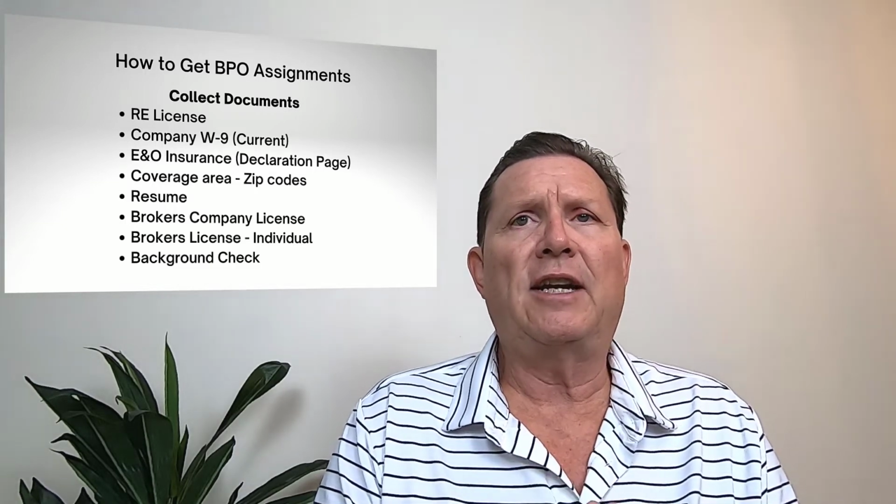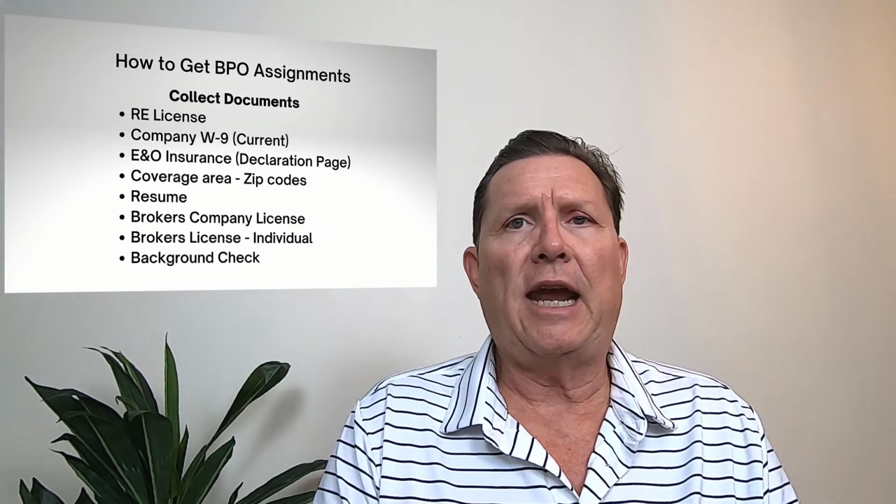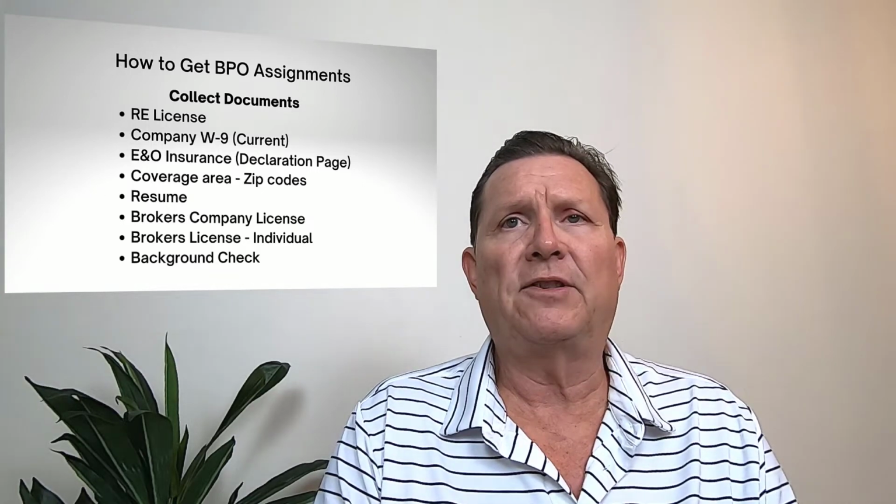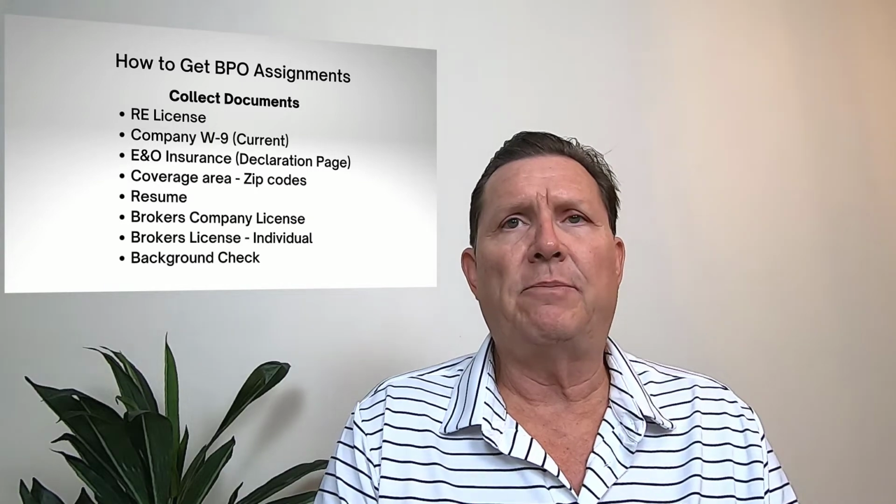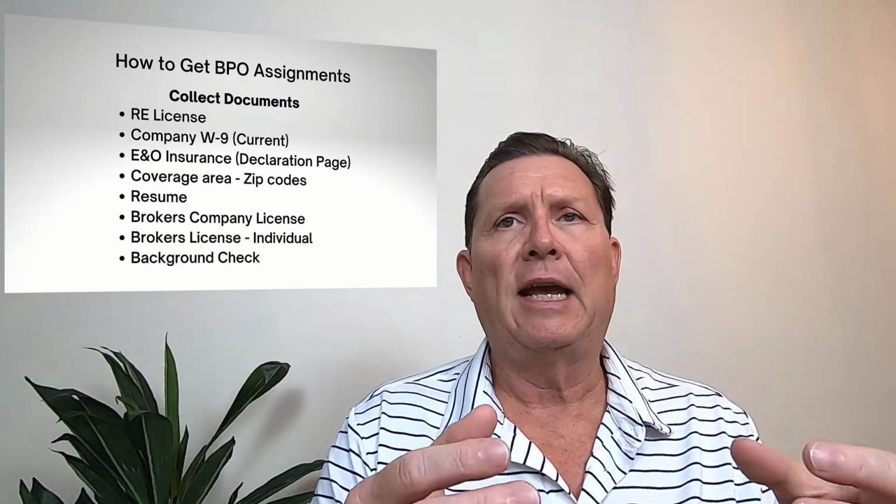Then you're also going to need a copy of your broker's errors and omissions insurance policy. Just the declaration page. You don't need to upload the entire policy itself, which could be 20, 30 pages, I don't know. Just the declaration page that shows the amount of coverage and the coverage dates when it expires.